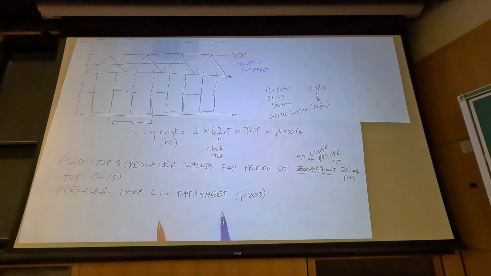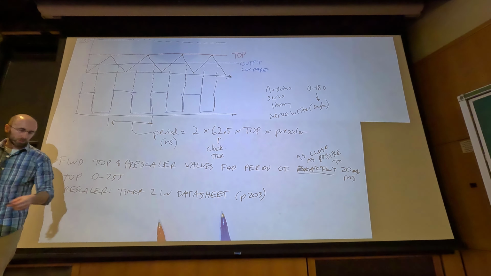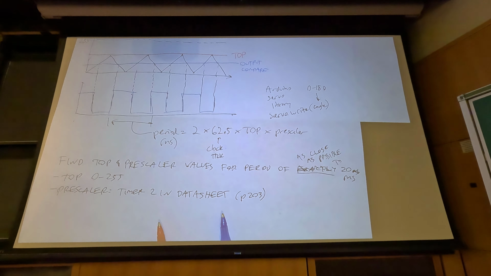Okay, pull up the data sheet, go to the page for timer 2, scroll down and look at the prescaler values, and then technically you have one equation and 2 unknowns, but since there are a very small finite set of choices for the prescaler values, it shouldn't be that hard to calculate the top value. And keeping track of units, this equation, because of the 62.5 there, will give you the period in nanoseconds, but we want a period of 20 milliseconds.